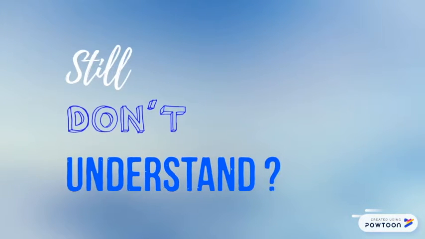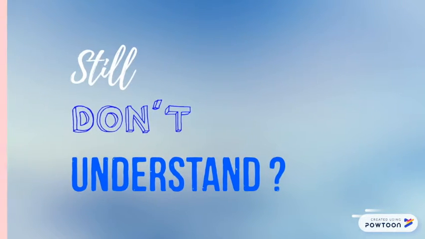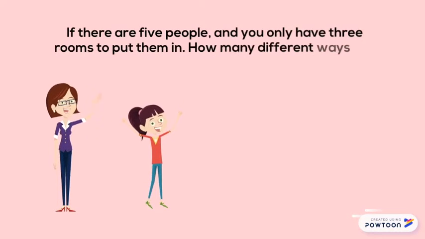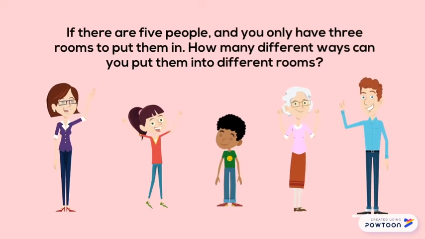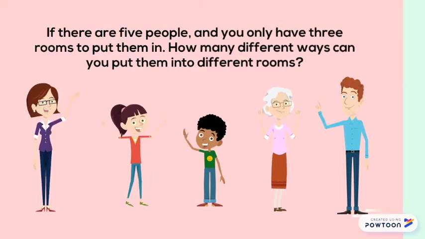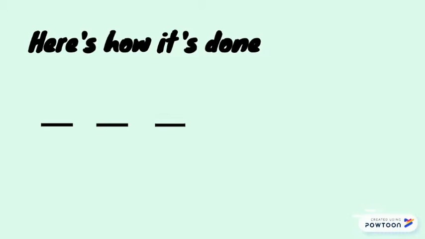Still don't understand? We still have another example for you. If there are 5 people and you only have 3 rooms to put them in, how many different ways can you put them into different rooms? Here's how it's done. Because there are 5 people but 3 rooms, and each person can't be in both rooms at once, we have to minus the number of people who are already in a room. So it goes like this.